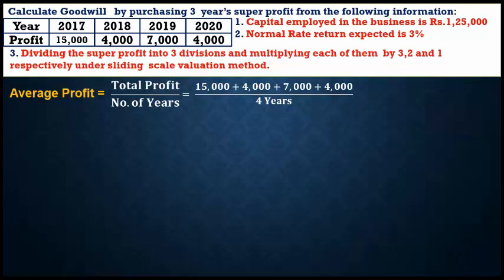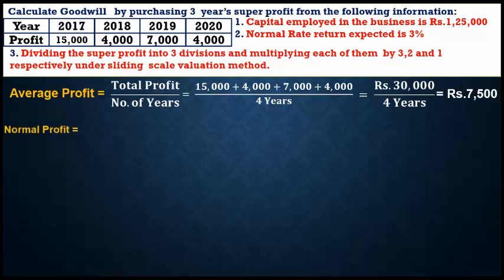Means the profits for 4 years are given in this problem. That's how I have taken 4 years. Okay, now the total profit for 4 years, rupees 30,000, divided by 4 years. What is the average profit? Rupees 7,500.